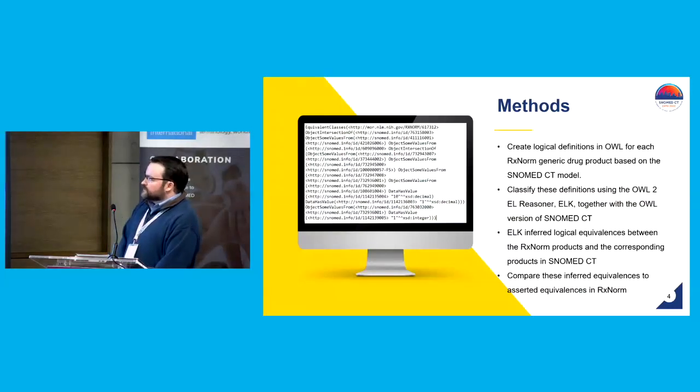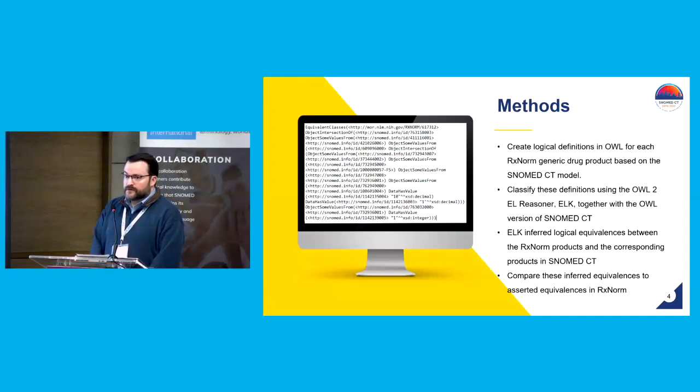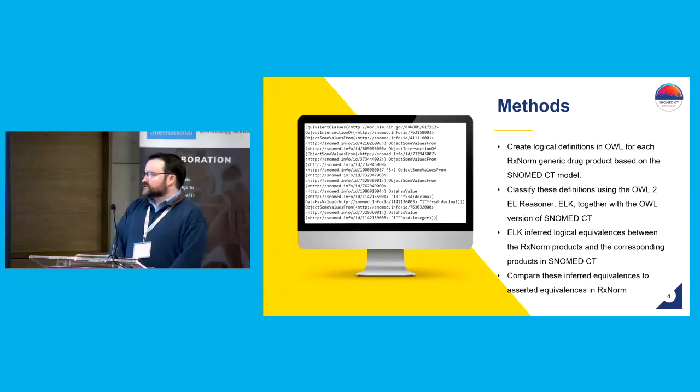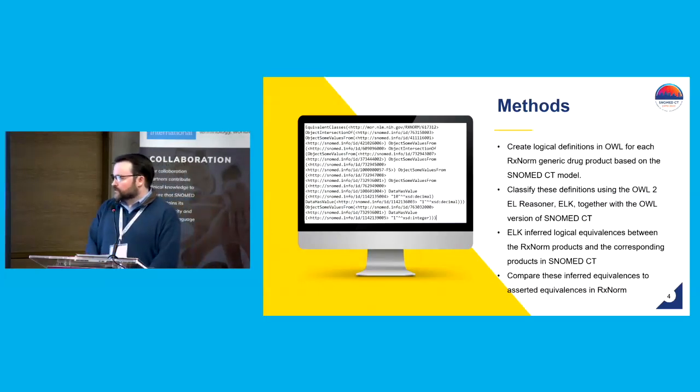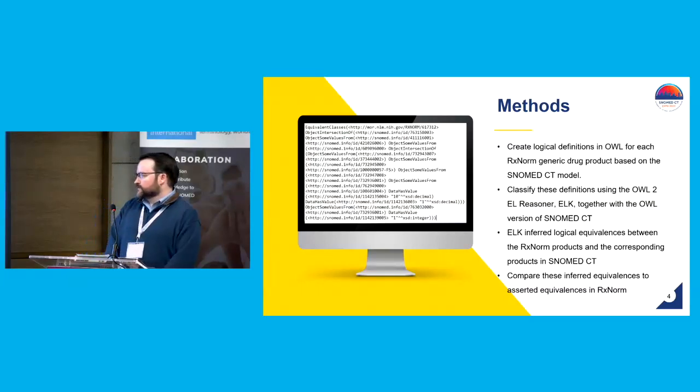We created logical definitions in OWL for each RxNorm generic drug product. We need to keep in mind that these are generic drug products. We are not mapping brand or packs. And then we classify these definitions using the OWL2 EL reasoner, ELK, together with the OWL version of SNOMED CT. When the OWL was finished, ELK inferred logical equivalences and the corresponding products in SNOMED CT. We then compare these equivalencies to asserted equivalencies in RxNorm.